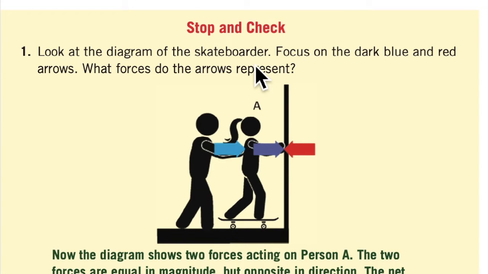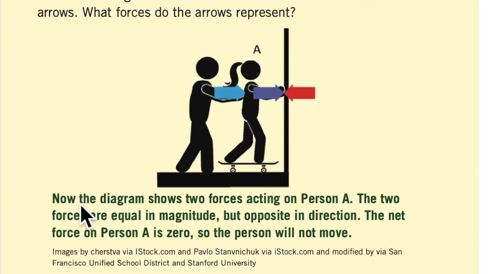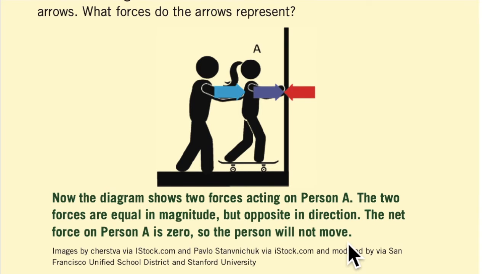Look at the diagram of the skateboarder. Focus on the dark blue and red arrows. What forces do the arrows represent? Now the diagram shows two forces acting on person A. The two forces are equal in magnitude but opposite in direction. The net force on person A is 0, so the person will not move.